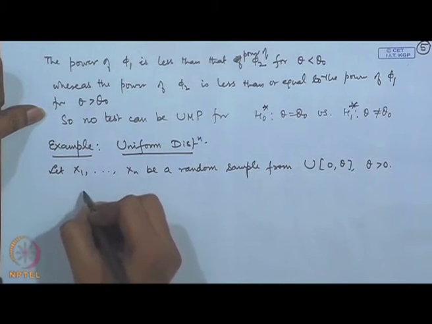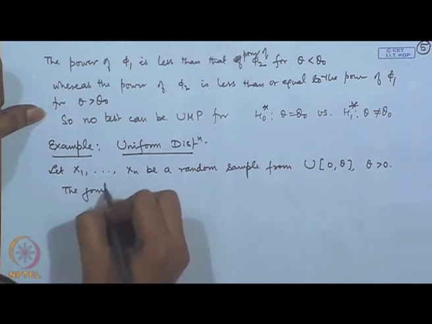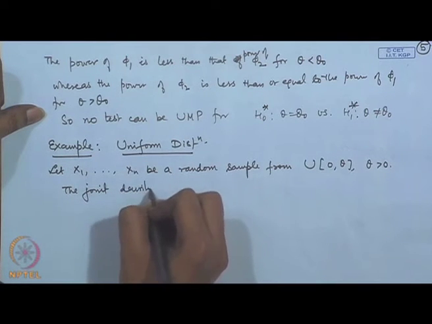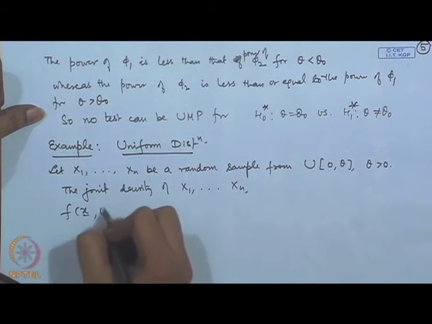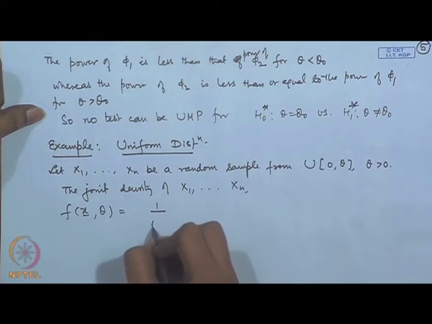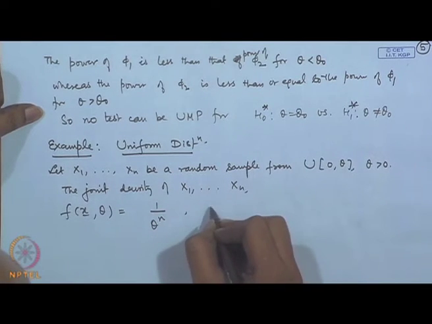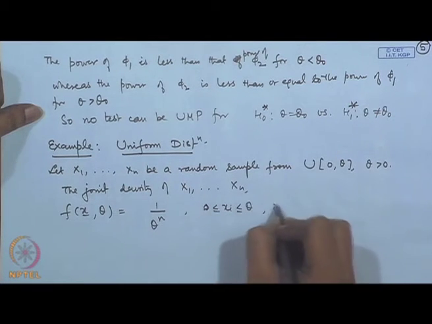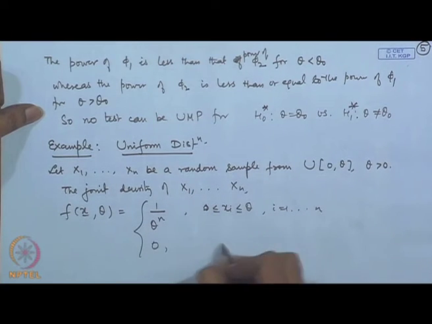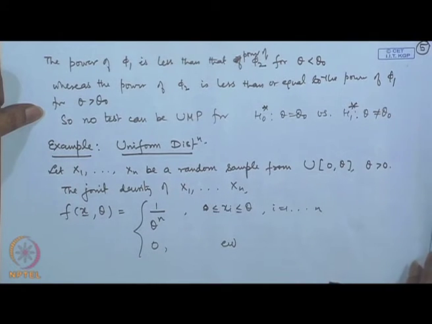So, let us write down the joint density of X1, X2, ..., Xn. I write it as f(x, theta) = 1 by theta to the power n, where each of the xi's is between 0 and theta, and it is 0 elsewhere. Now, we can write it in a compact form, as we did when we discussed sufficiency and the maximum likelihood estimator.